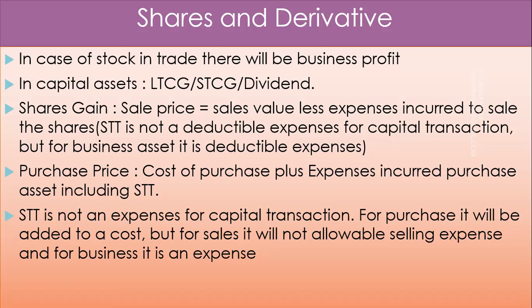Share gains are sale price less expenses incurred to sell the shares, that is brokerage expenses, less stamp charges and other charges paid. But STT is not a deductible expenditure for capital gains, though for business it would be a deductible expenditure. So STT is not a deductible expenditure. Many persons don't know this. Purchase price equals cost of purchase plus expenses incurred to purchase the asset, including STT. STT is not an expense for capital. For purchase, it will be added to the cost, but for sales, it will not be allowable as a selling expense, which I have already discussed.